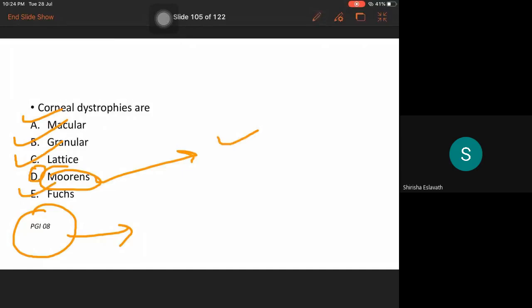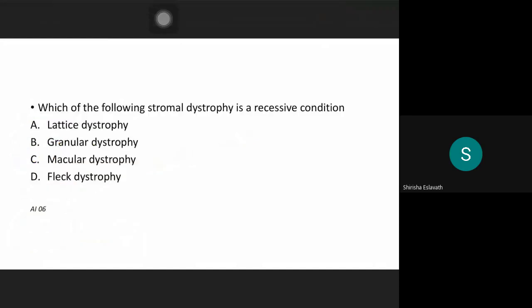Which of the following stromal dystrophies is a recessive condition? Again, this we have discussed. It's easy to remember. Who will answer? Macular. Yeah, good. Macular is autosomal recessive.